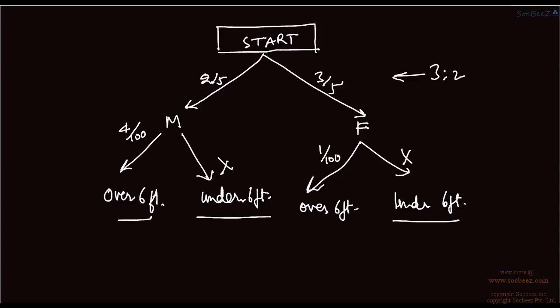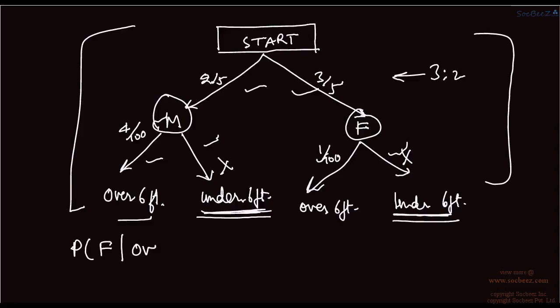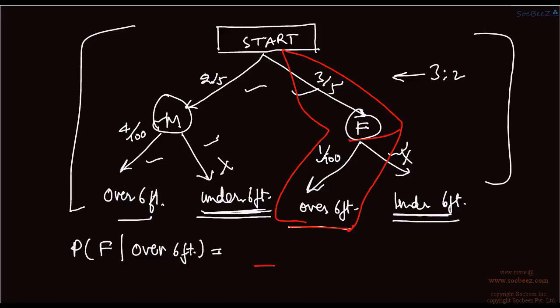This is our tree diagram. We have made a tree. M and F are our nodes, and these are our branches. As we are not dealing with under 6 feet, we just ignore that case. Now, the probability of a female who is over 6 feet: we are talking about this branch. The probability of that is 1 by 100 into 3 by 5.